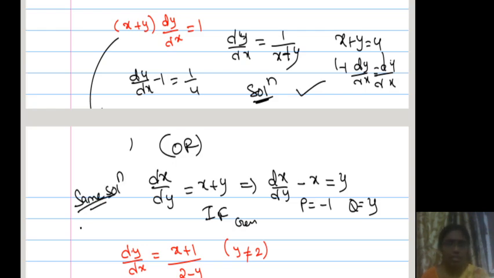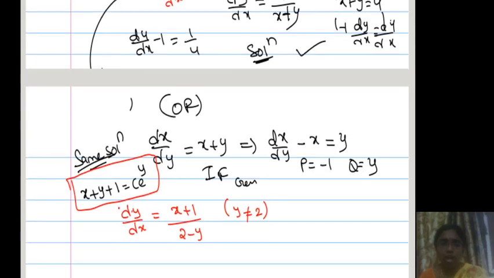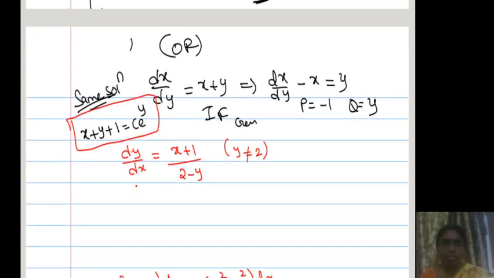You will get the general final solution: x plus y plus 1 is equal to c into e power y. This is your final general solution. Simplify by yourself, because I am giving this for practice purposes. I will just give the clue for how to think in the exam hall. That's what I am telling.